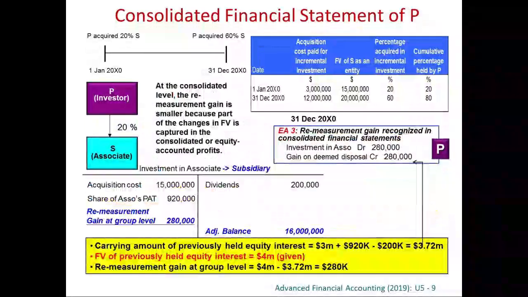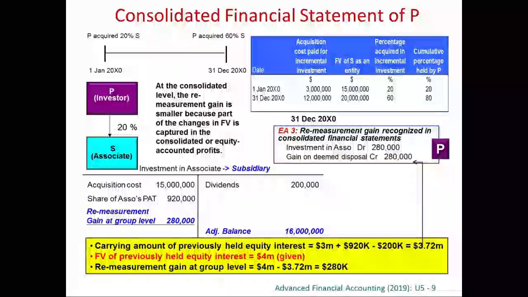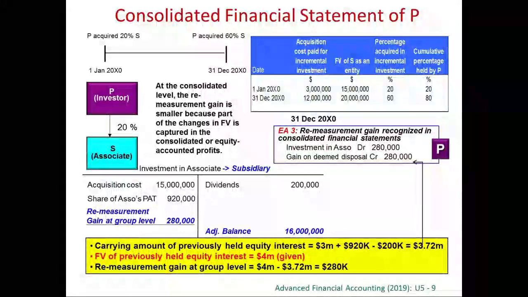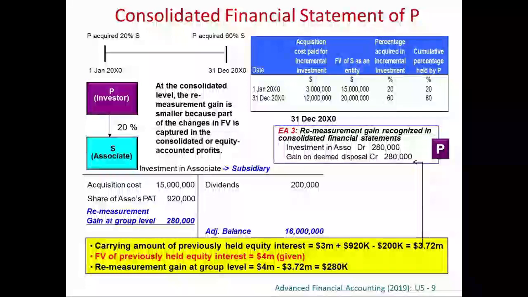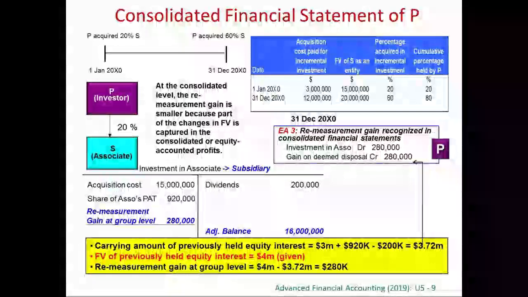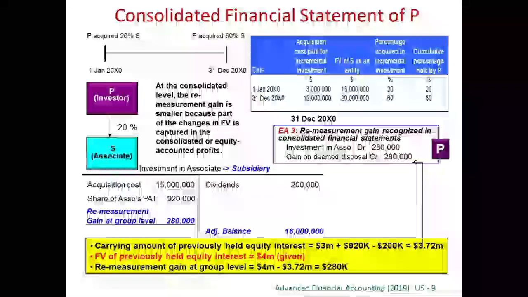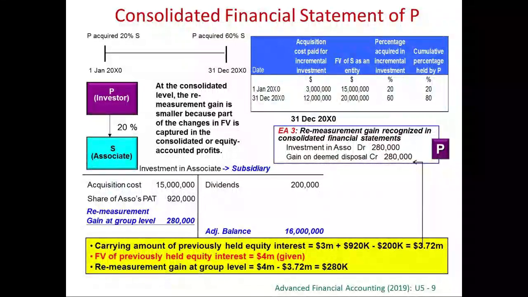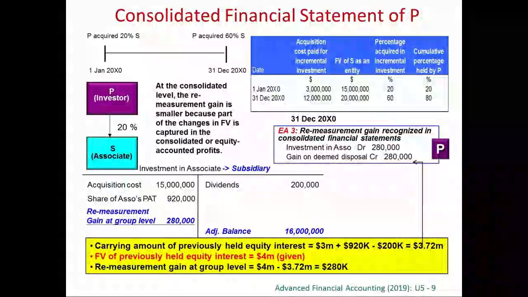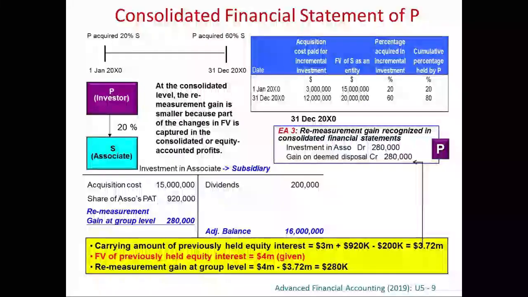After this, your investment in associate at the year end will be 3.72. Why? Because initially, the original cost of investment was 3 million, and then you share the post-acquisition reserve. Therefore, you increase your investment by 920. And then finally, because of the dividend income, you reduce it by 200. So at the end of the year, your investment in associate is 3.72 million. If this is just a normal equity method, 3.72 million is correct.